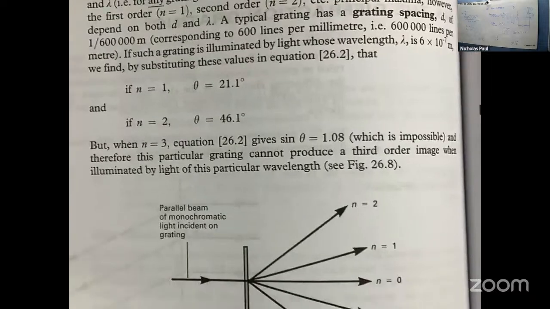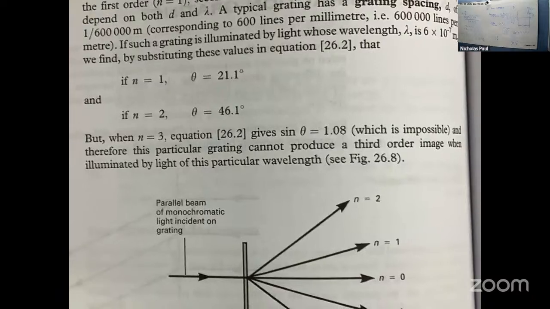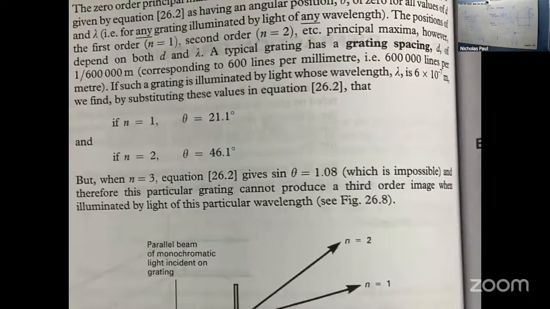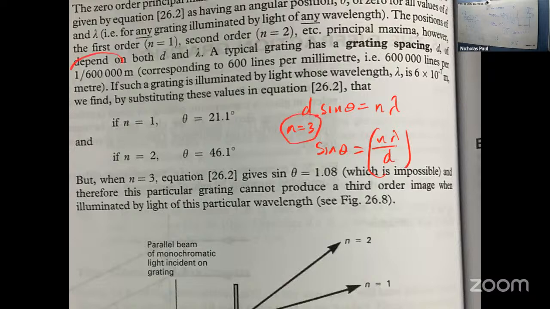But when n is equal to 3, sine theta is 1.08. So we'll work out that. Let's use the same value. So go take calculator. d sine theta is equal to n lambda. And when n is 3, do me a favor. Use this formula and tell me what you're getting for sine theta. Plug in n is 3, plug in d is 1/6,000, and plug in lambda is 6 by 10 to the minus 7. And tell me what you're getting for sine theta.